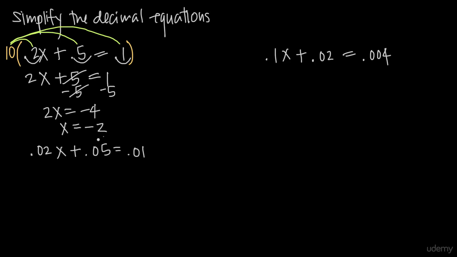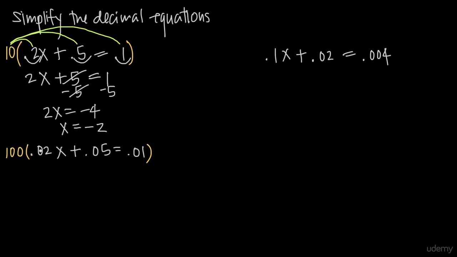Now here's the same problem. I just have smaller decimals than I did in the first problem. Instead of 0.2, I have 0.02. Instead of 0.5, I have 0.05. And instead of 0.1, I have 0.01. All of these decimals end in the hundredths place, which means we're going to have to multiply this equation by 100 in order to turn all of the decimals into whole numbers.